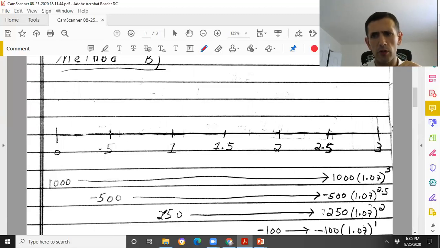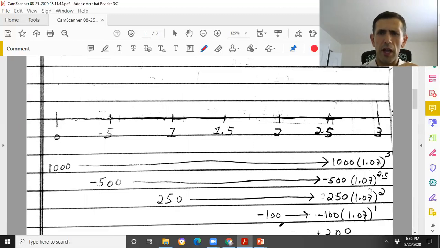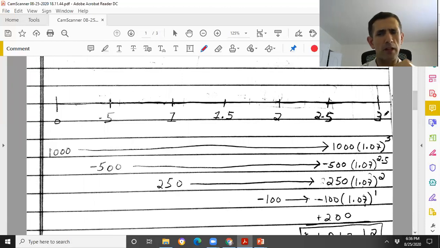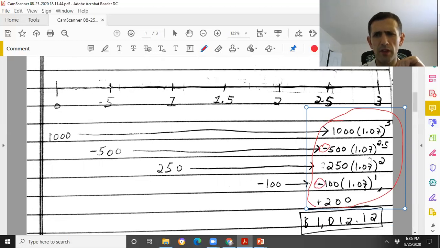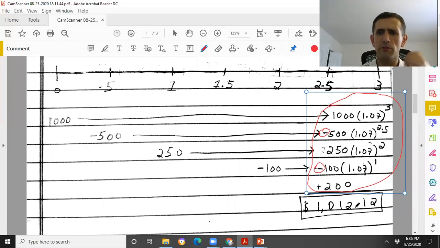After 1 year, we make a $250 deposit that accrues 2 years of interest. And after 2 years, we make a $100 withdrawal that accrues 1 year of interest. Last but not least, at the very end, we make a $200 deposit, and you add all these up, remembering this is a minus sign here, and this is a minus sign here. You get the same answer, $1,012.12. Okay. So again, personally, if I was given this as a problem, I would probably just do 1,000 times 1.07 cubed minus 500 times 1.07 to the 2.5, plus 250 times 1.07 squared, et cetera, just dump it into the calculator.